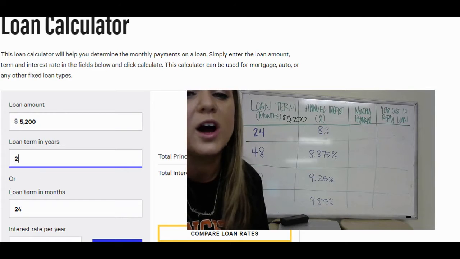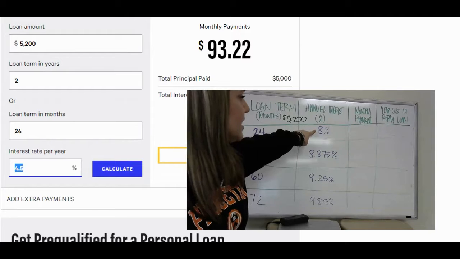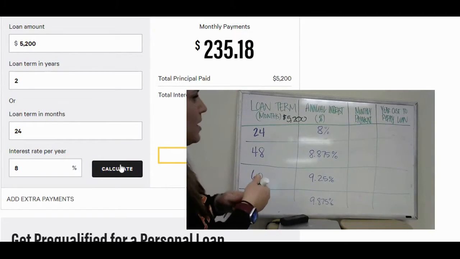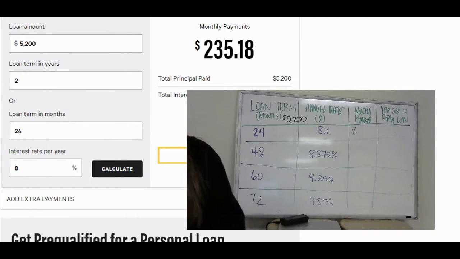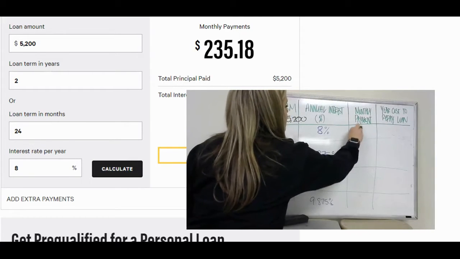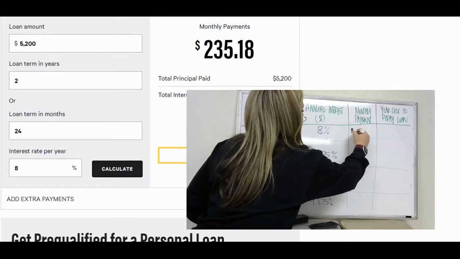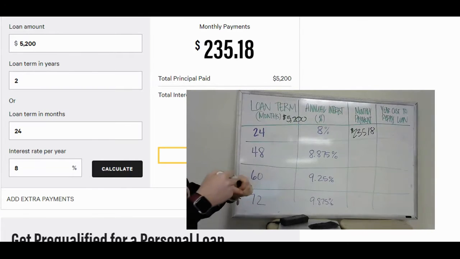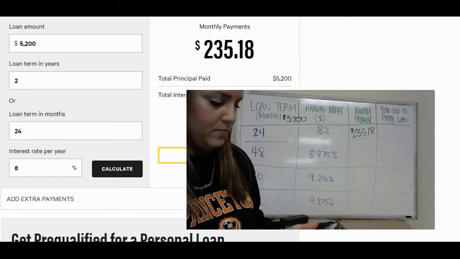All right, so we've got the loan term in years, and our interest right here, we can see that it is 8%. So I'm going to change it to 8. Then I'm going to calculate it, okay? Let me do a different color, guys, so you can see it better. All right, sorry. I can see that the monthly payment to borrow the $5,200 each month is going to be $235.18.